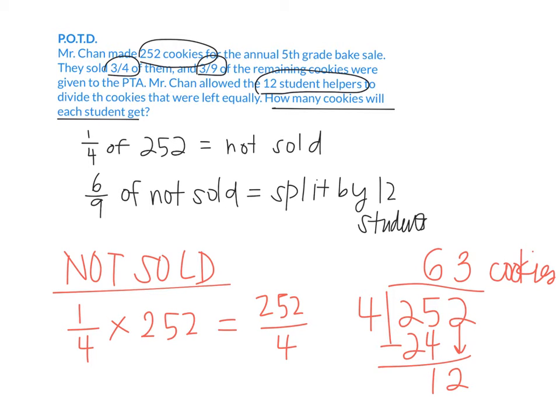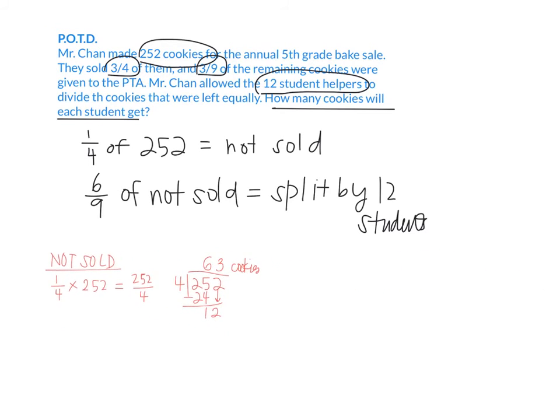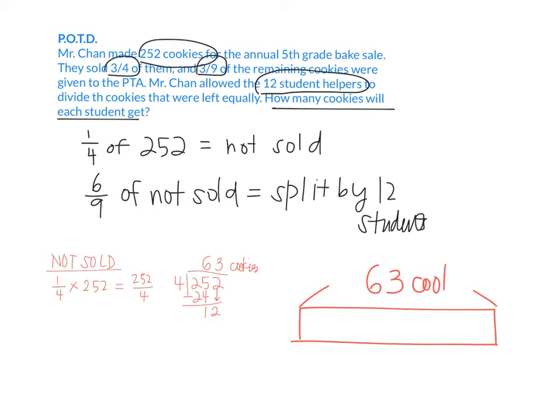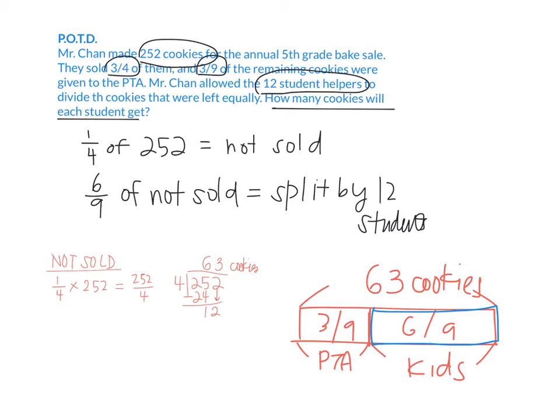Is that my final answer? Each student got 63 cookies? No. That tells us that 63 cookies were left over and they were not sold. Now, what happened to them? This is 63 cookies. Did they all get given to the PTA? No. 3/9 were given to the PTA, and 6/9 were split by the kids. Do you agree? So how can we figure out how many cookies were split by the kids? We have to find 6/9 of what? 6/9 of 63. Very good.